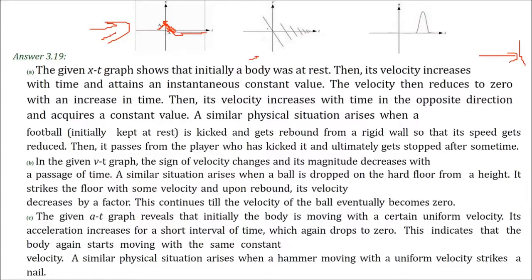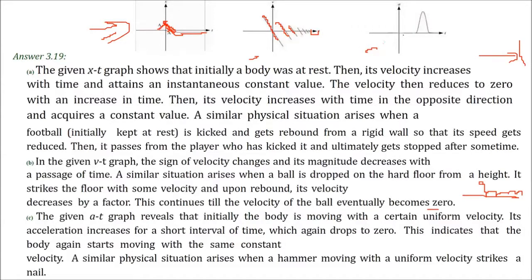Next is this one. The sign of velocity changes and its magnitude decreases with the passage of time. It is decreasing, and at some time it will become 0. So what will happen if you just throw a ball on the floor? It will jump for some time, after that it is going to come to rest. So the velocity decreases by a certain factor, eventually it becomes 0.